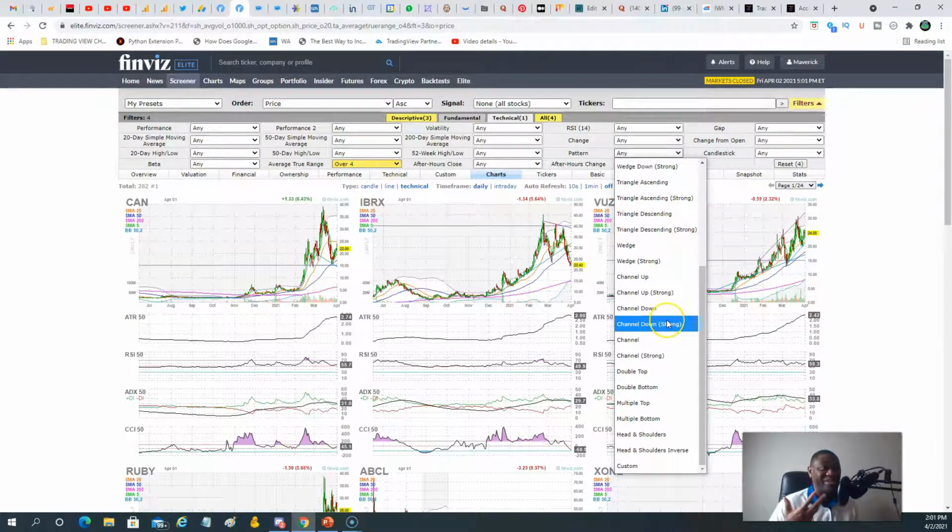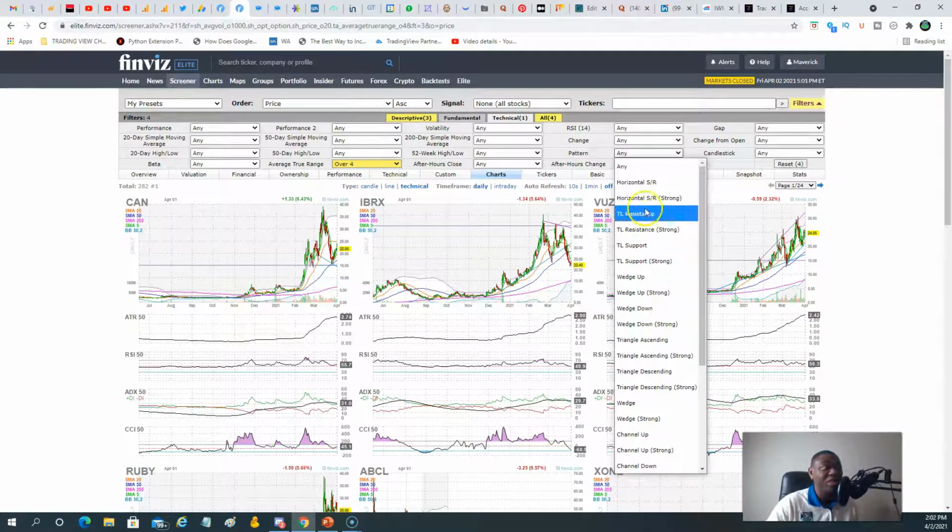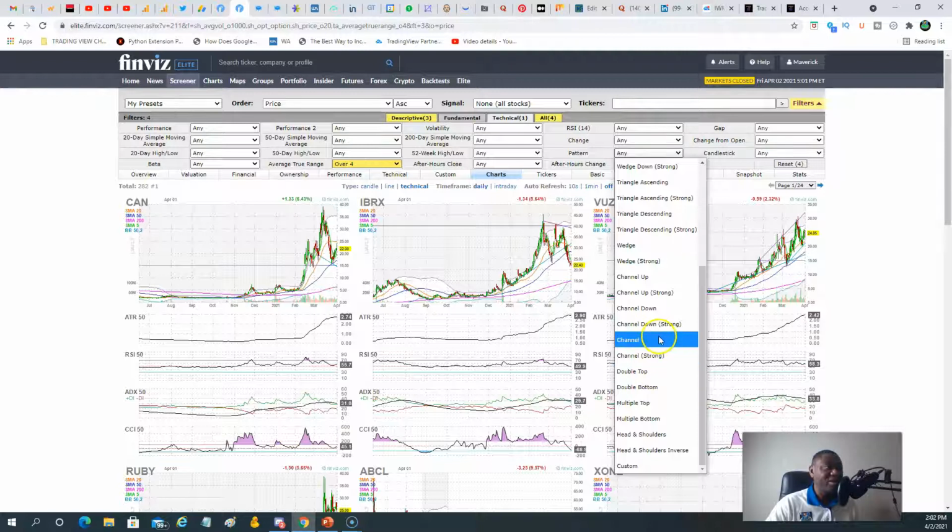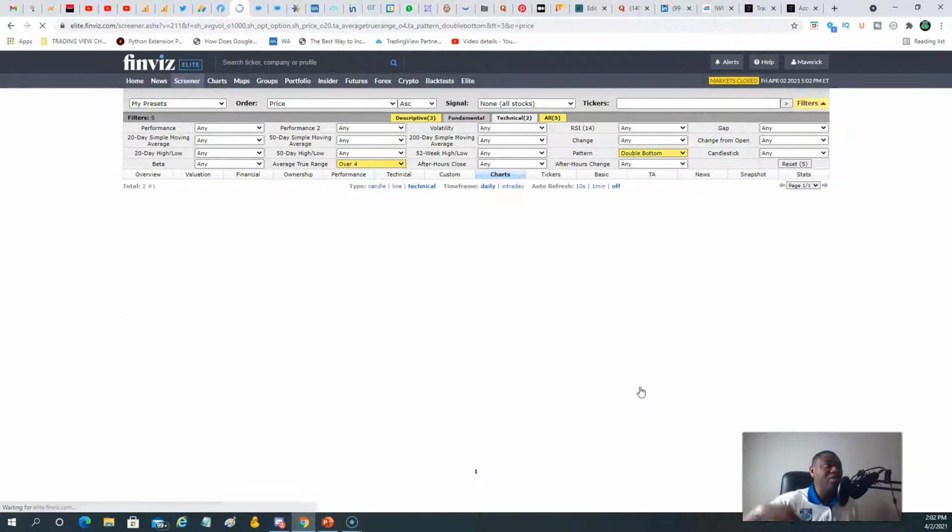And then if you're into technical analysis, which most newcomers may not be into, you can look at patterns: triangle, ascending, wedge, a stock in a channel, double bottom. A double bottom means the stock has shown us support. And then let's see here, are there any?